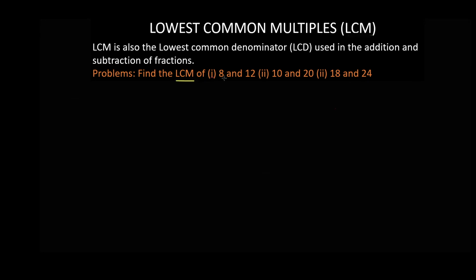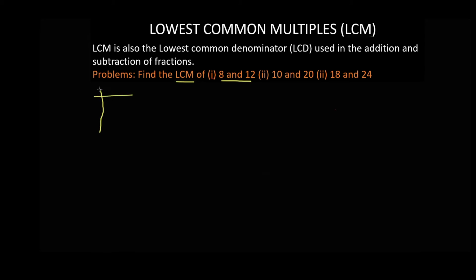So let's get started on the first question that says find the LCM of 8 and 12. What am I going to do? I will do something like this. 8, 12. The essence of this is you want to try to divide 8 and 12 until you cannot divide any more. And you want to start with the lowest number divisible.